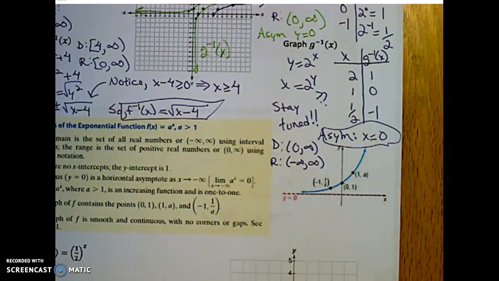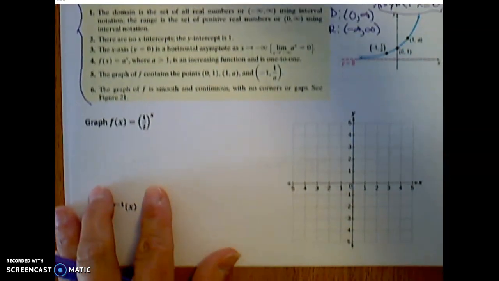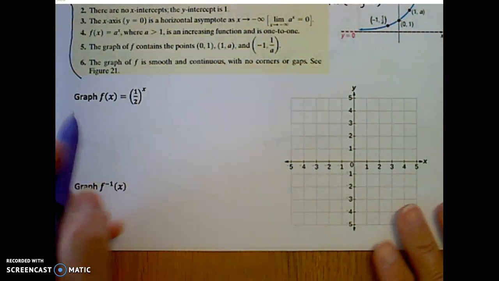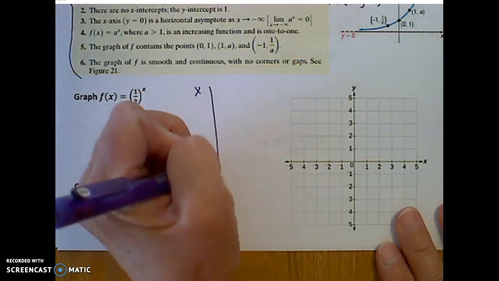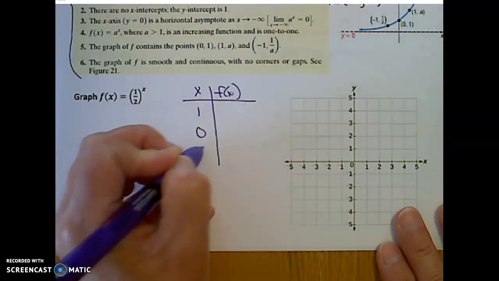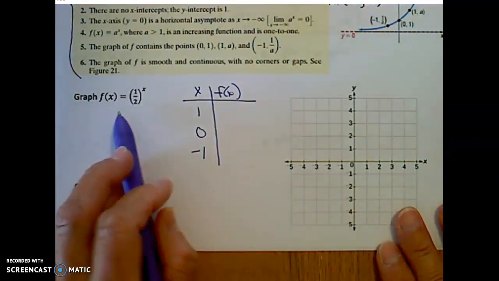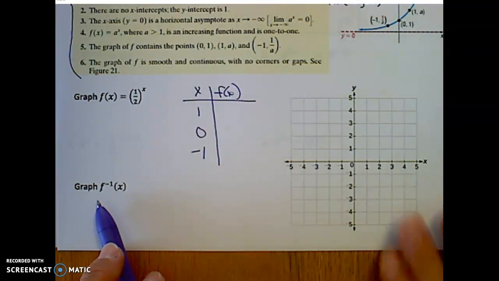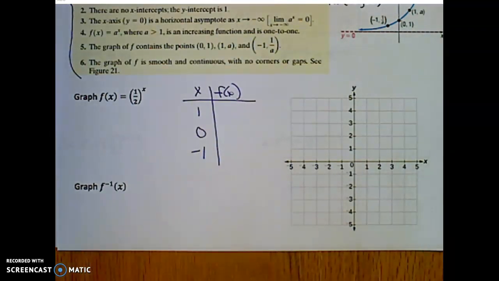Please take some time on your own and read through some properties of some exponential functions that you remember. And then I'm going to ask you to pause the video and graph this thing. Make a table of x and f of x. Get some ordered pairs on that graph. Plot that graph, and then we'll sketch the inverse. I'll pause while you do that.